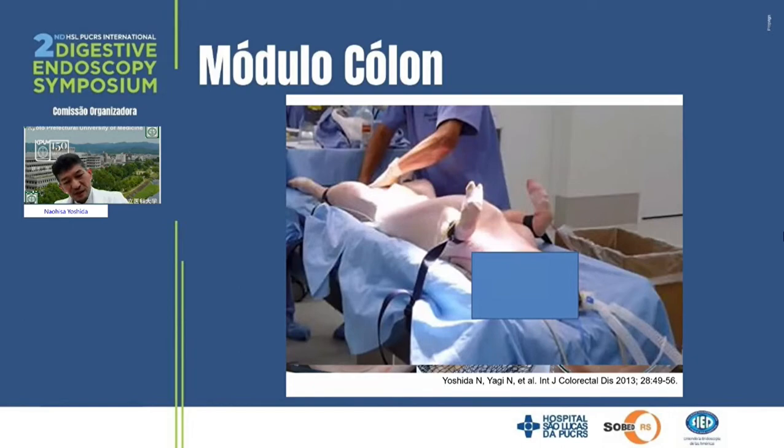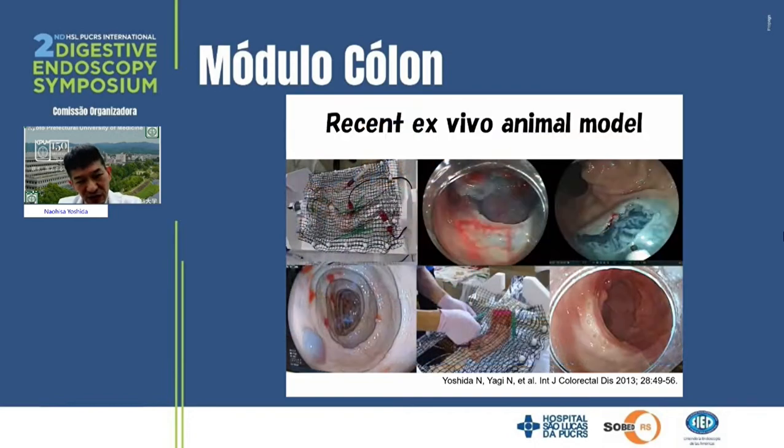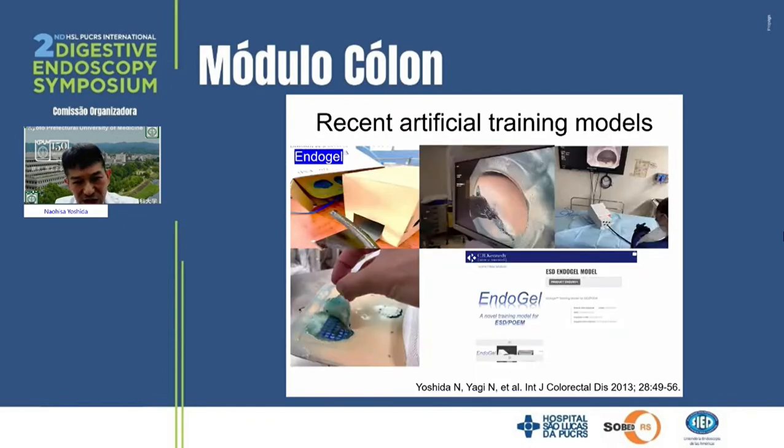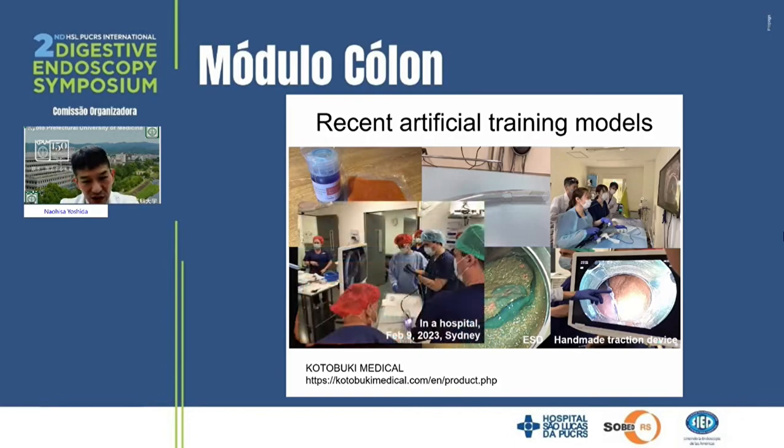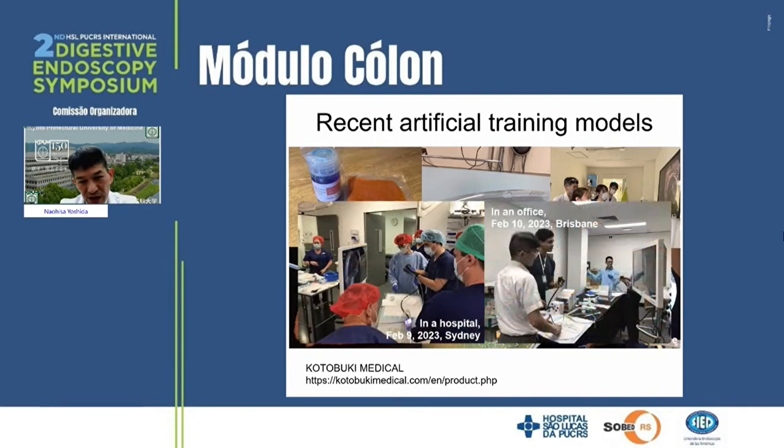Previously, this kind of animal model was used, and it is still used. However, it is a little bit difficult to prepare. So nowadays, instead of this kind of animal model, an artificial training model has been released. It's a prototype, and nowadays the artificial model is like that. You can practice EMR and ESD using this model, and you can do it in your hospital or in your office. So it is very convenient.